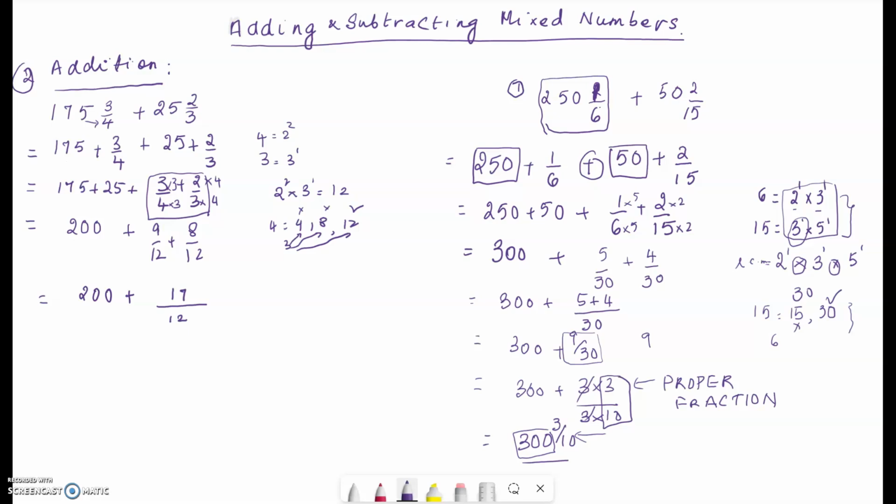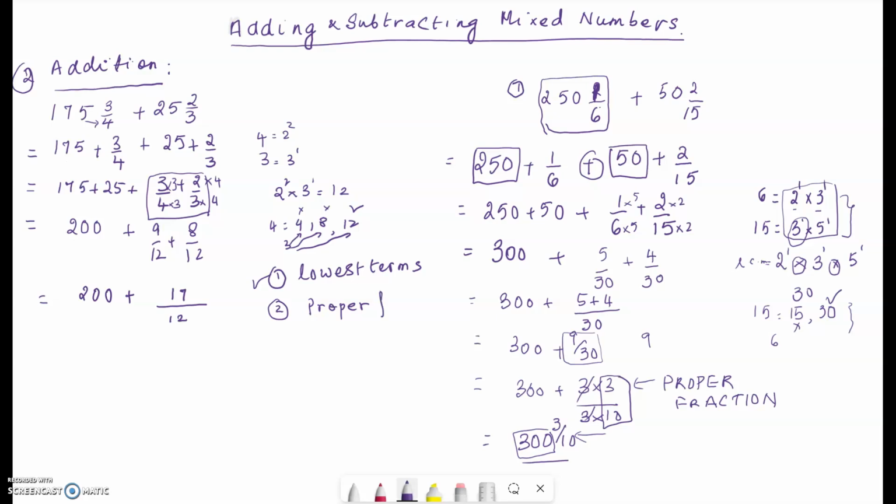So there are two things to check. What are the two things to check? One, is the fraction in the lowest terms? And the answer is yes, because 17 is a prime number and it cannot be broken down further. And 12 doesn't go into 17. So it is in the lowest terms. What's the next important thing to check, like we did earlier? Is it a proper fraction?